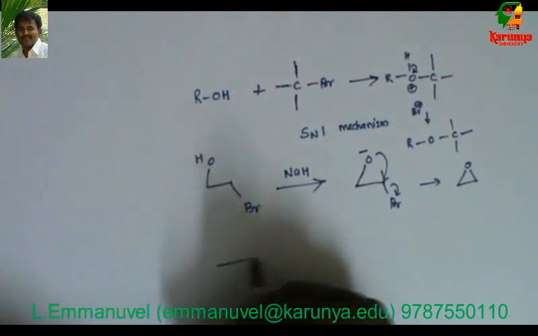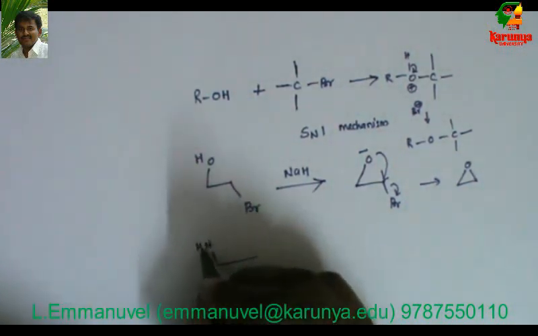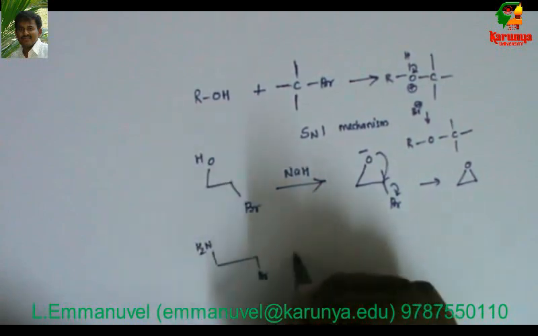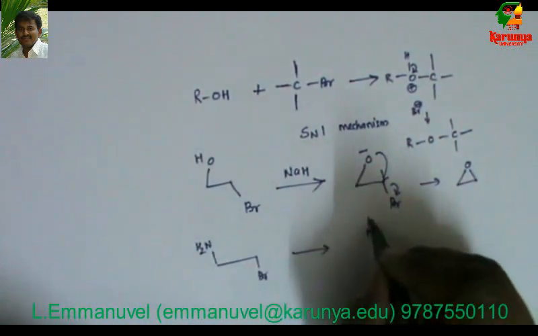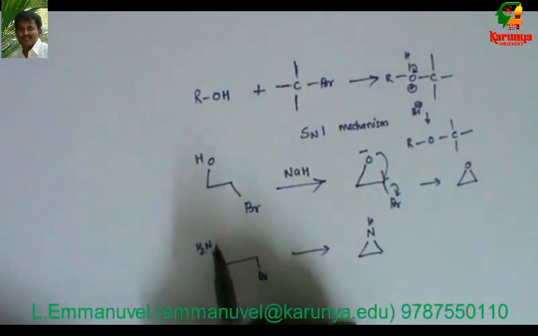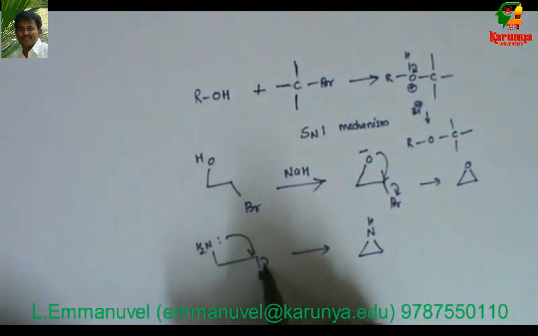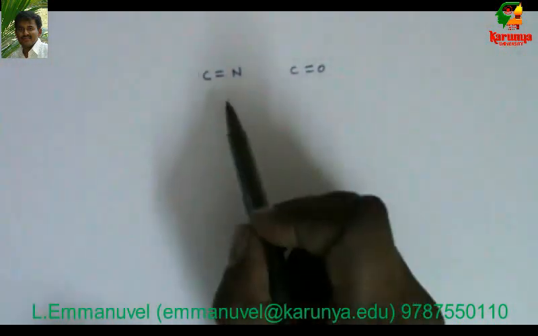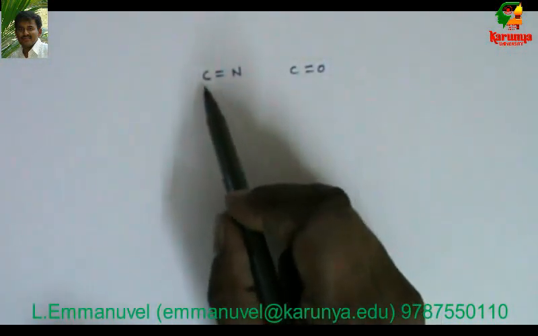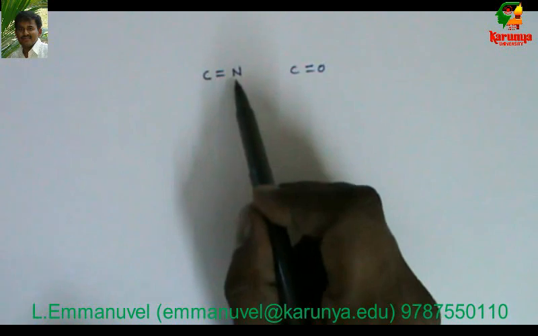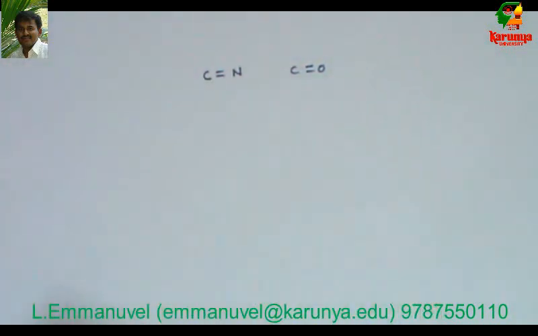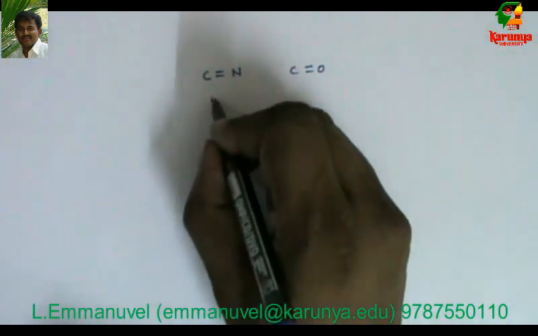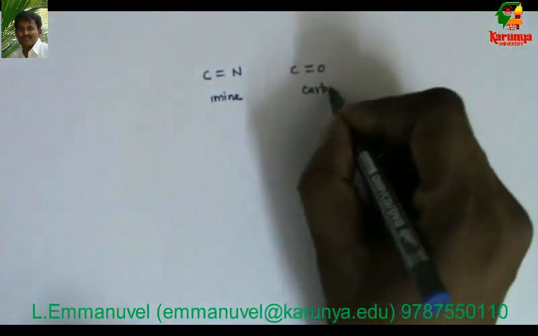Similarly, aziridine. The mechanism is the same; the lone pair displaces this. Now, let's go to this category. In this, carbon is attached to a more electronegative atom through double bonds. So this functional group is known as imine, and this is carbonyl.